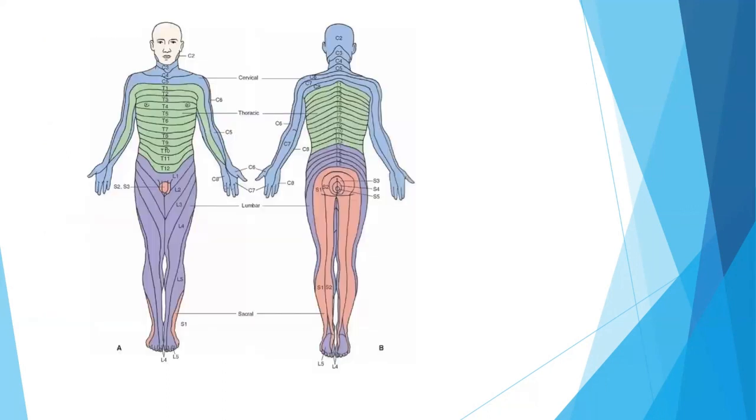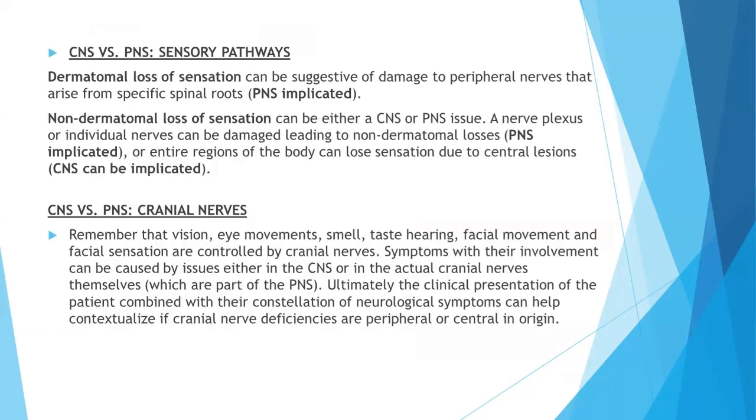This is the dermatomal distribution, also present in your First Aid handbook. Here you can see how the different spinal cord levels supply the different dermatomal parts of the human body. Now, CNS versus PNS sensory pathways. Dermatomal loss of sensation can be suggestive of damage to peripheral nerves that arise from the specific spinal roots, PNS implicated. Non-dermatomal loss of sensation can be either a CNS or PNS issue.